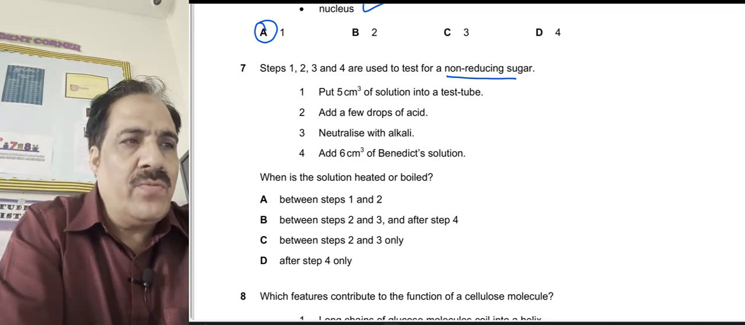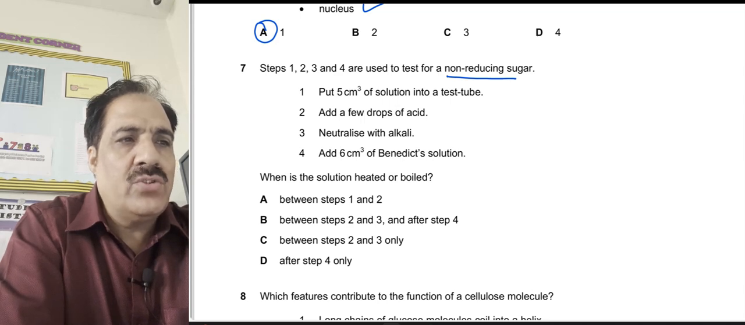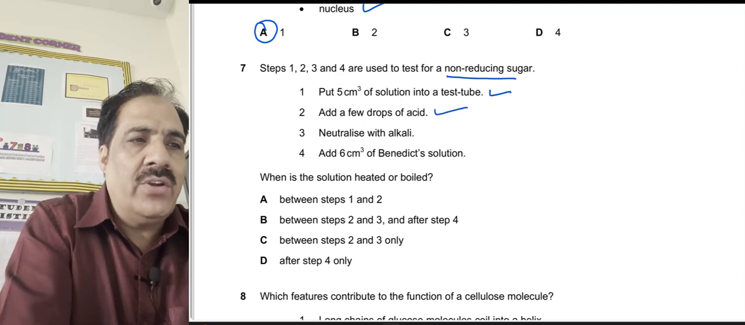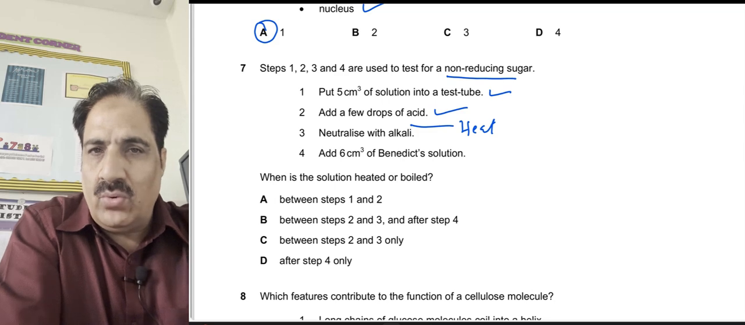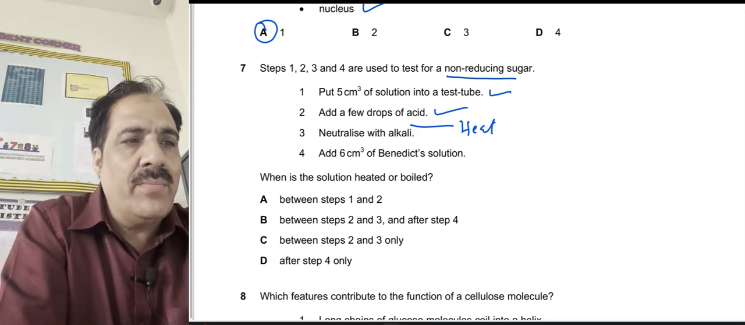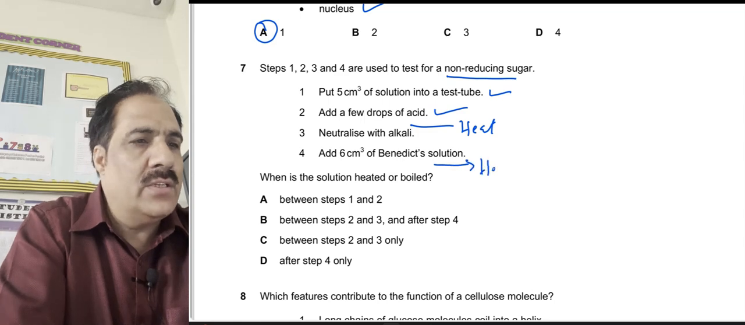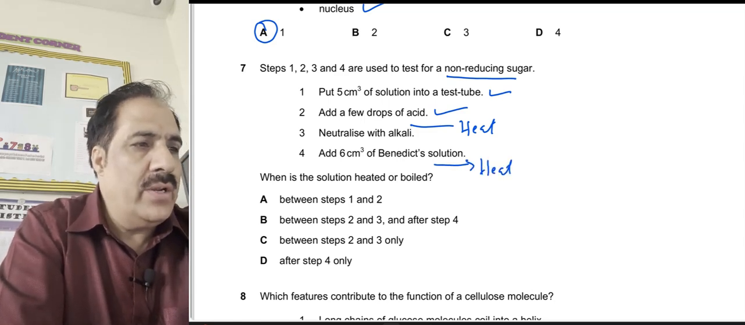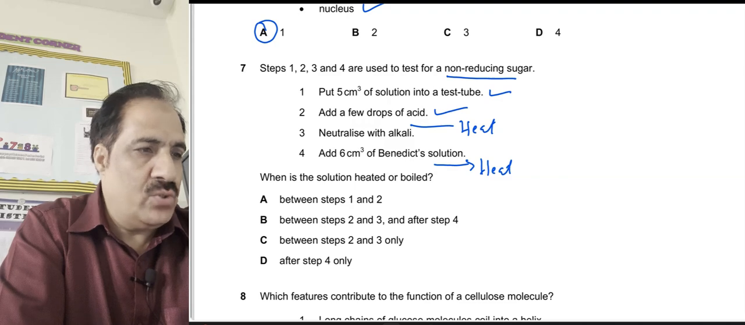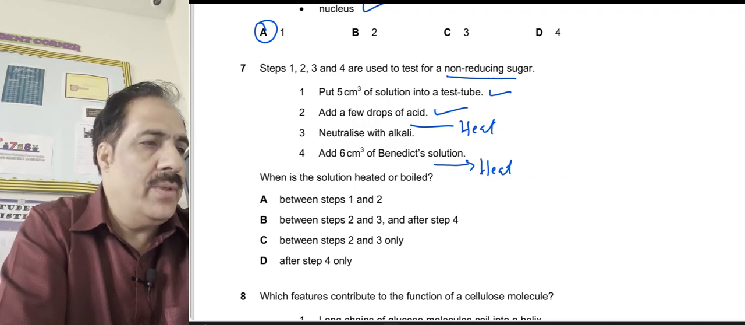So the first step is put 5 centimeter cube of the solution into a test tube, that's correct. Add a few drops of acid, that's correct, and neutralize. So first of all, we heat it over here. Then we allow it to cool and neutralize it with alkali, add 6 centimeter of Benedict solution, and then after that we heat it again to see if there is any color change. That means it is after 1 and 2, between steps 2 and 3, and after step 4. B is the correct option.